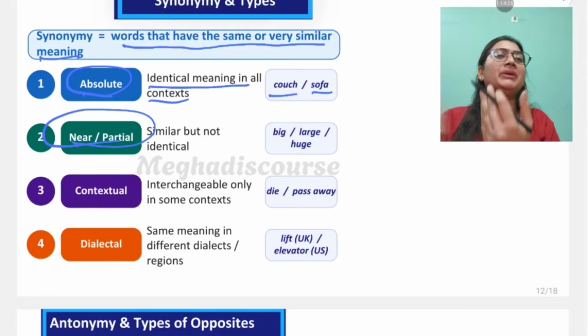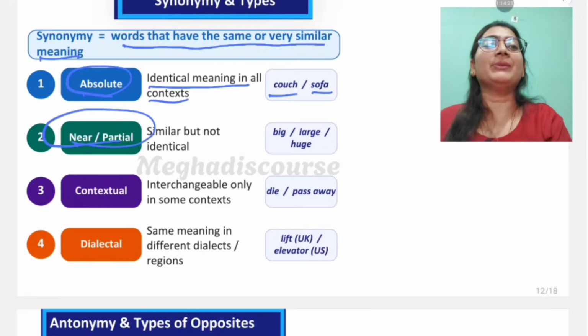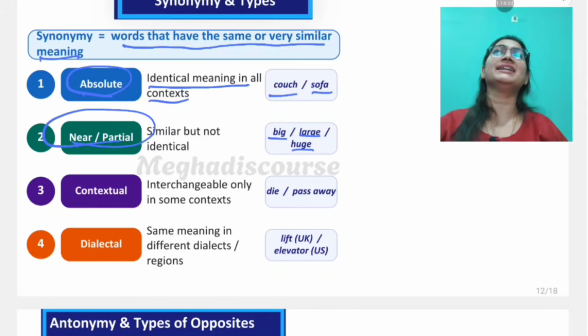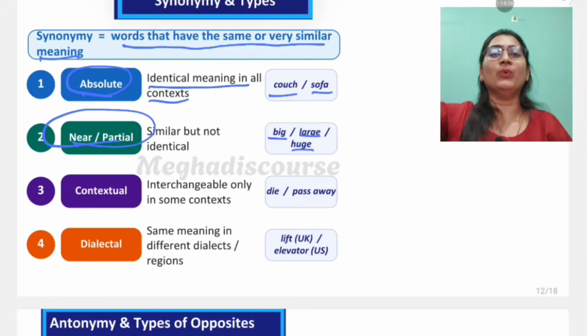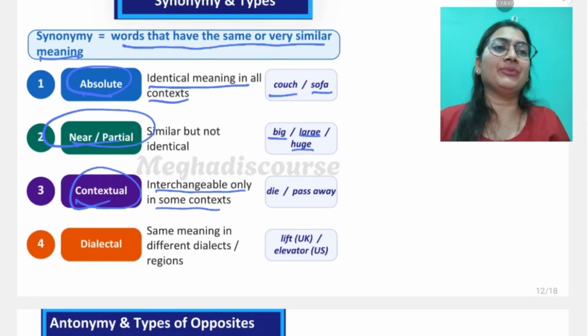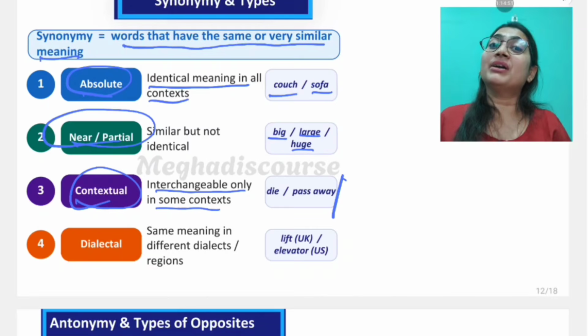Now we have near or partial, that is approximate meaning, similar but not identical. If I say big, here large, huge, enormous, gigantic, all have similar meaning. We can understand that he is talking about the huge one, the big one, but this is not exact. Another is contextual, interchangeable only in the same context. Like die and pass away, I can also say kick the bucket. So this is the contextual meaning.